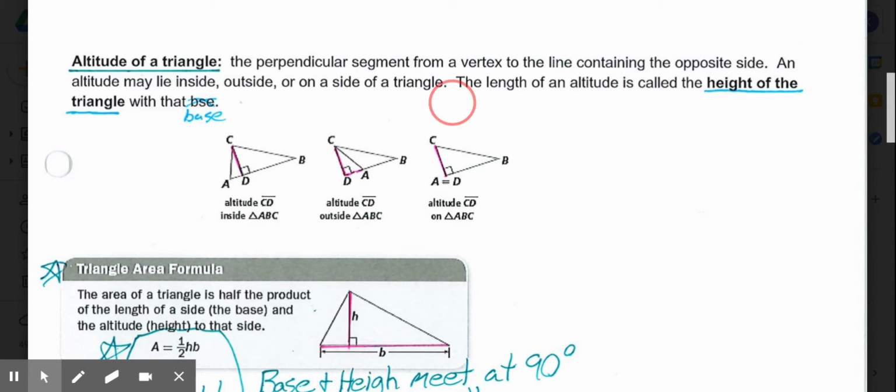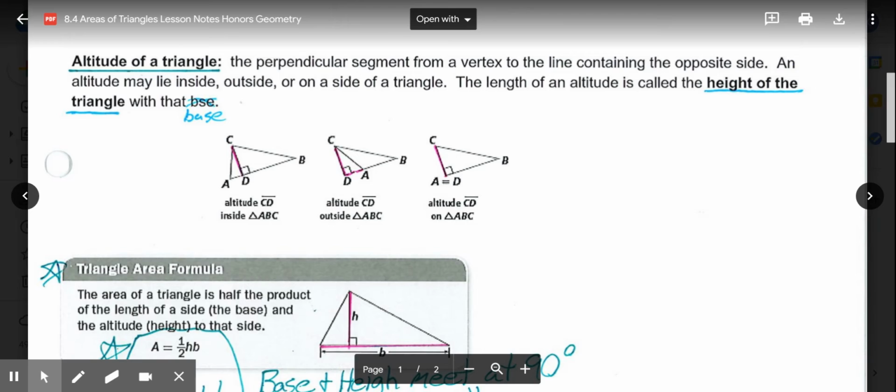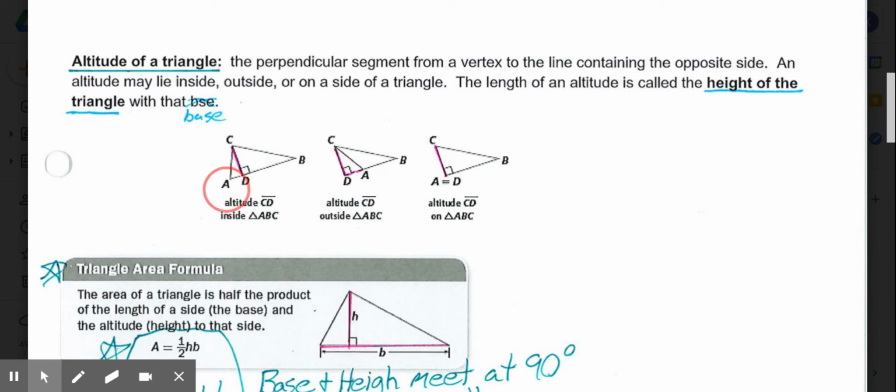So we're going from a vertex to the line containing the opposite side, and where it meets at 90 degrees, being the perpendicular segment, we would draw on that segment, and that is the height of the triangle. So if we look at triangle ABC here, it is an acute triangle. Now, the altitude, if we draw it in, starting at vertex C, opposite side AB, has to meet at 90 degrees, would be the segment CD here. So the base of this triangle would be AB, height would be CD.